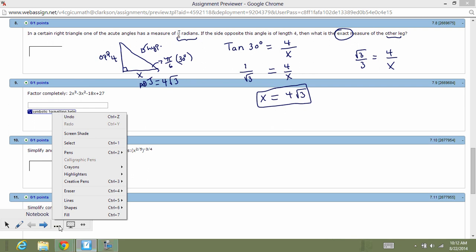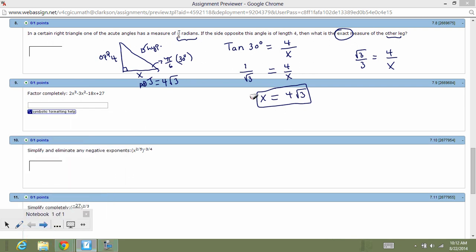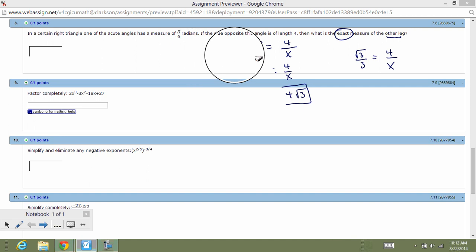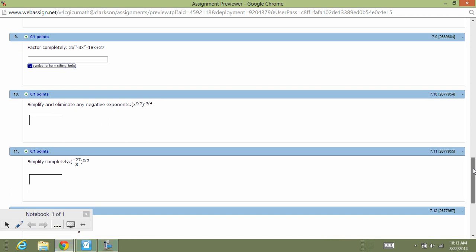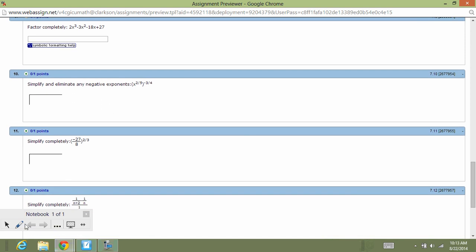Question number 9 identifies a factoring exercise. And so I'll clean this up and slide up the page just a little bit. And we can look at question number 9. Factor completely, and this 2x cubed minus 3x squared minus 18x plus 27.